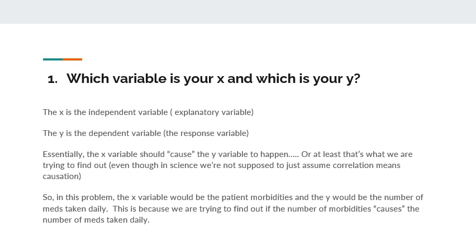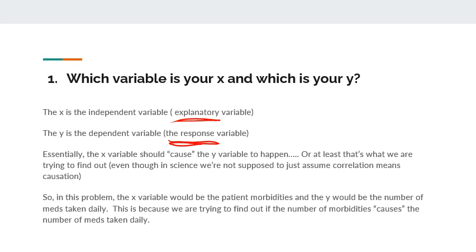So the first one: which variable is going to be your X, and which one is going to be your Y? The X variable is the independent variable, or the explanatory variable, the one that is sort of explaining everything, or pretty much being the causer, if you will. That's the one that causes something to happen, but it acts independently of other variables. And the Y is the dependent variable, or the response variable. This is the one where you're trying to see if the X variable induces some sort of response in the Y.